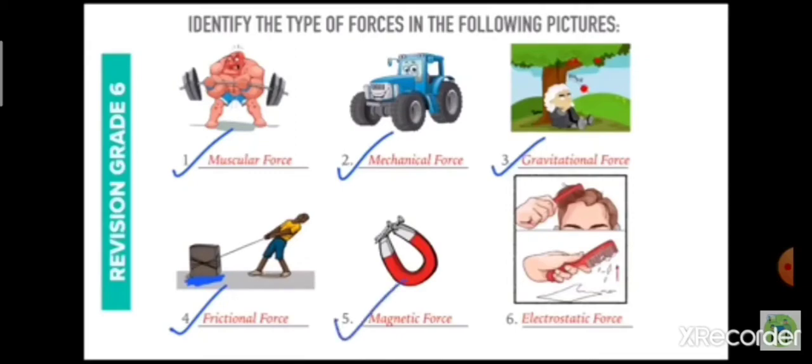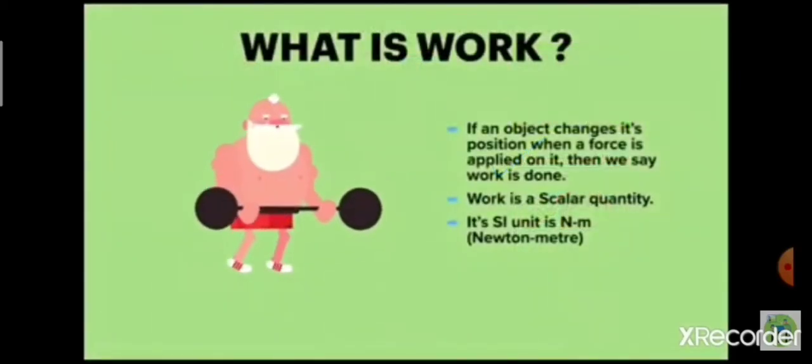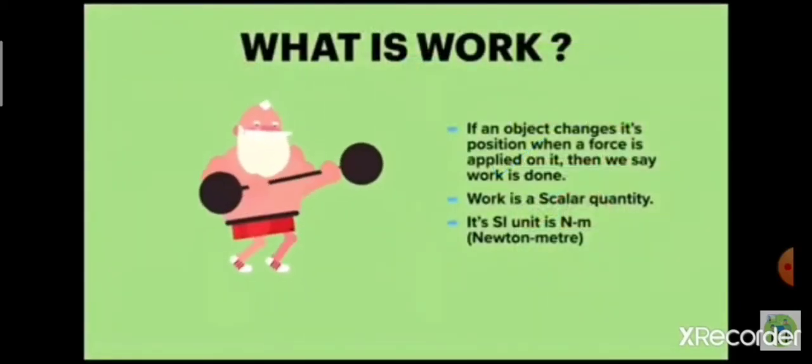Fourth one is frictional force. Here the surface is applying force, and because of that the object is not moving. Fifth one is magnetic force. Here the force is applied with the help of the magnets. And the last one is electrostatic force. When you rub two objects, the force gets generated, and that force is known as electrostatic force. So these are the 6 types of forces we have studied in standard 6.